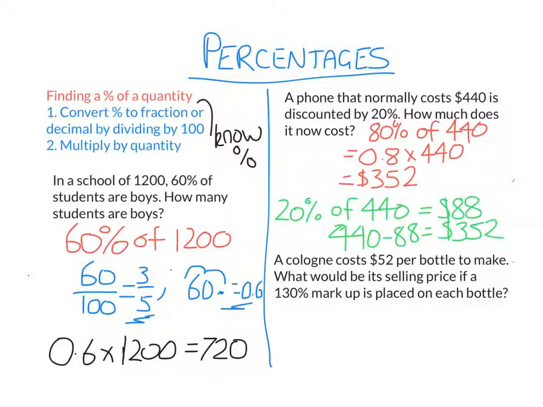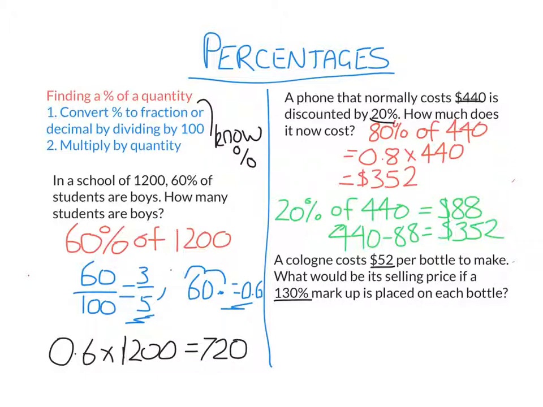So let's look at this one. A cologne costs $52 per bottle to make. What would be its selling price if I place a 130% markup on each bottle? So what we're essentially doing is taking $52 and increasing by 130%. In the previous one, we were taking $440 and decreasing by 20%. Now we're taking 52 and increasing.